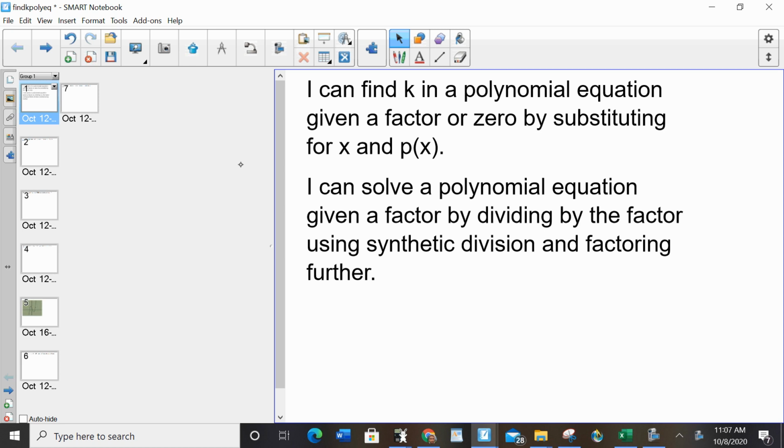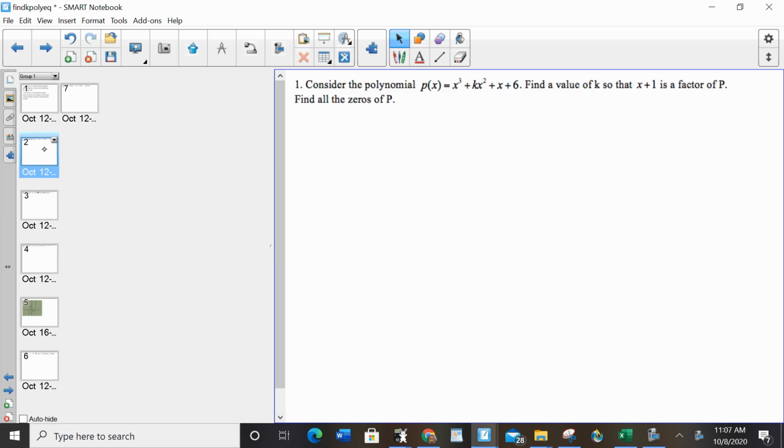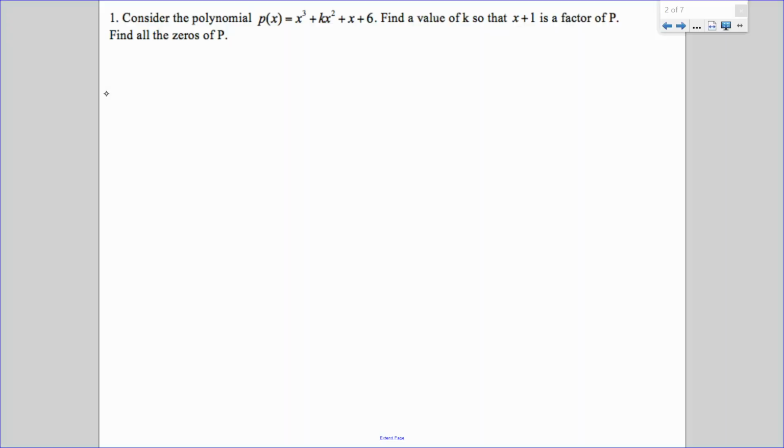It's got some challenges both conceptually and computationally, but this is an Algebra 2 question. Also, the first component of this question is also a very common SAT question. So let's get right into it. Considering the polynomial, find a value of k so that x plus 1 is a factor.